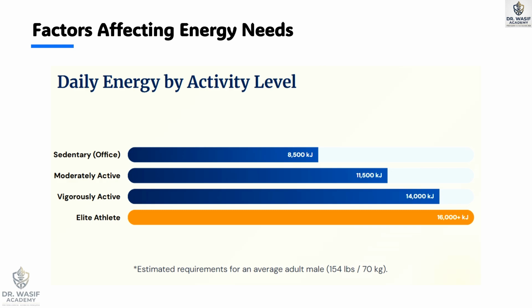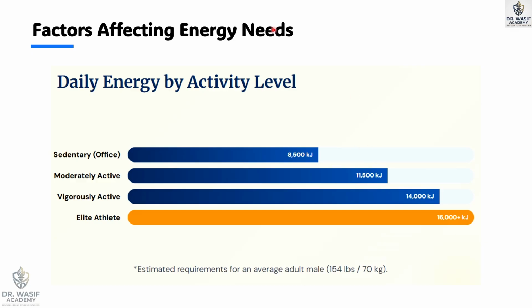To help you truly visualize how dynamic our daily energy budgets are, look at this breakdown for an average adult male that weighs approximately 70 kg or 154 pounds. When we change nothing but the physical demand placed on his muscle, notice how dramatically the numbers scale. At a baseline, a sedentary office worker requires roughly 8,500 kilojoules a day. This covers his BMR and the minimal movement of commuting or sitting at a desk.